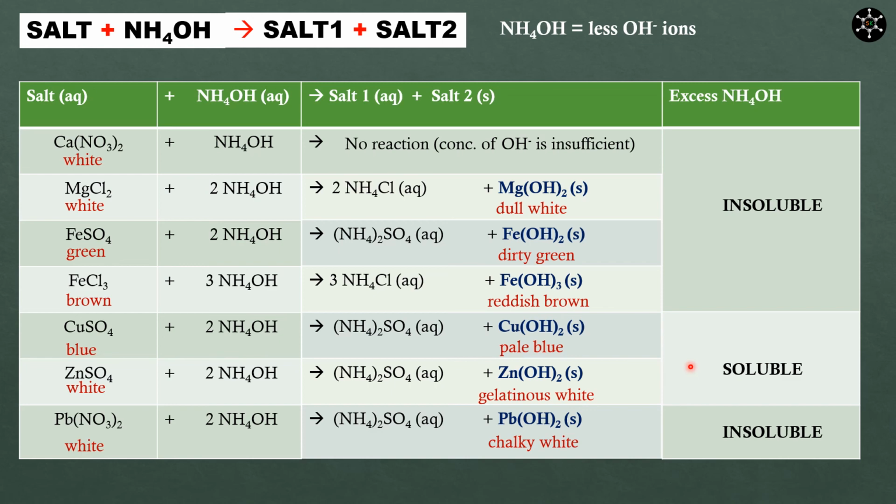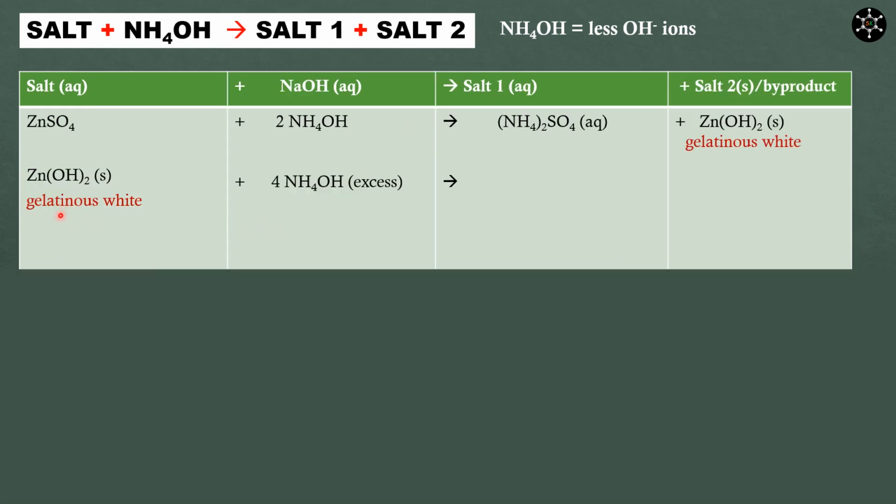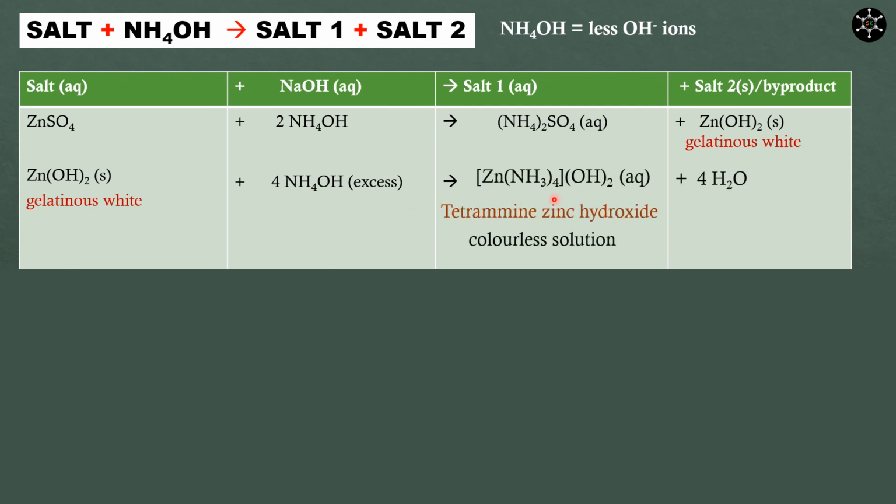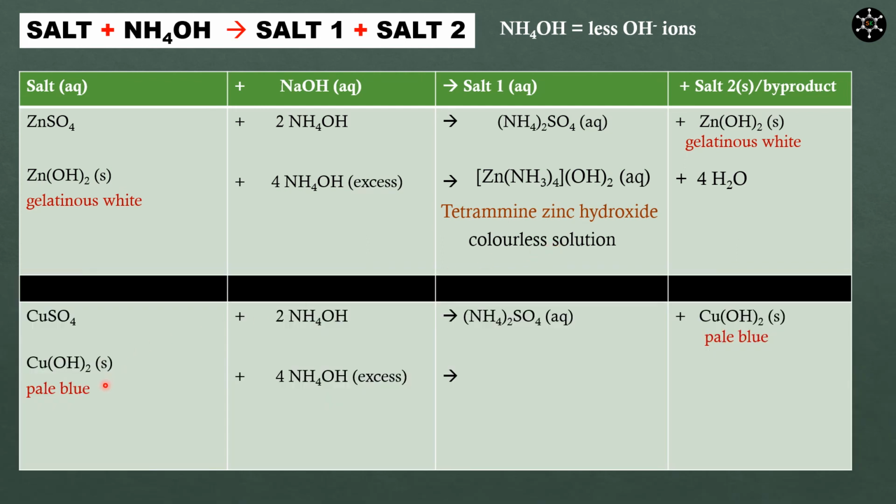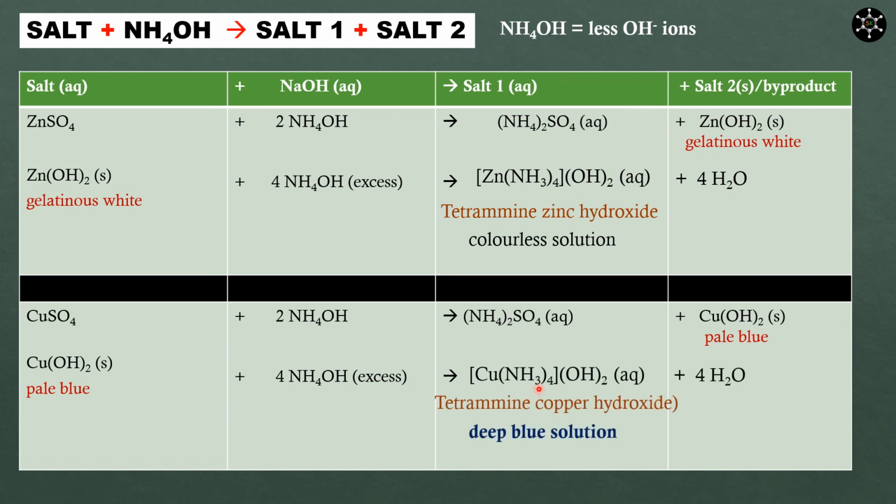Let us see what exactly happens with excess of ammonium hydroxide in the next slide. Gelatinous white precipitate of zinc hydroxide upon treatment with excess of ammonium hydroxide forms a coordination compound, tetraammine zinc hydroxide, and this is soluble in water. It forms a colorless solution. In the same manner, when copper hydroxide is treated with excess ammonium hydroxide, it forms a deep blue colored solution of the coordination complex tetraammine copper hydroxide.